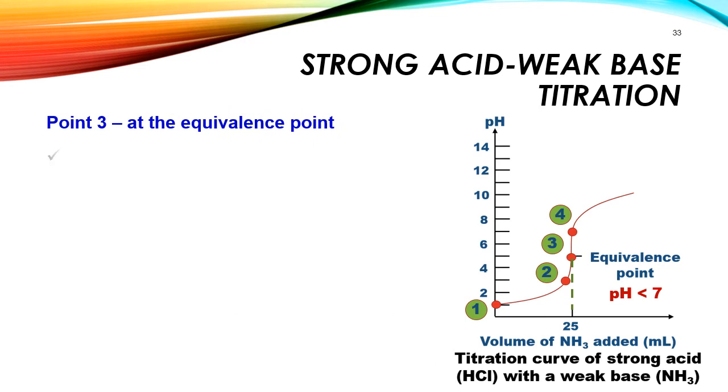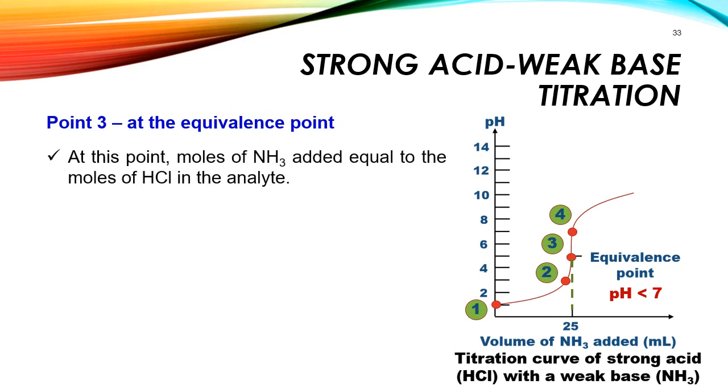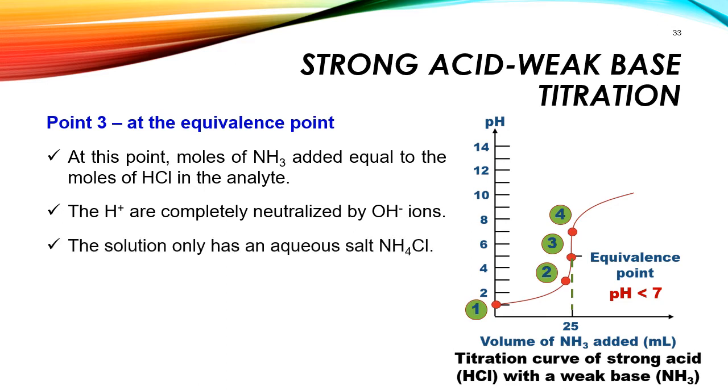At the equivalence point, the moles of ammonia added is equal to the moles of hydrochloric acid in the analyte. The hydrogen ions are completely neutralized by the hydroxide ions. Thus, the solution only has an aqueous salt of ammonium chloride. But the pH is not neutral. Why?